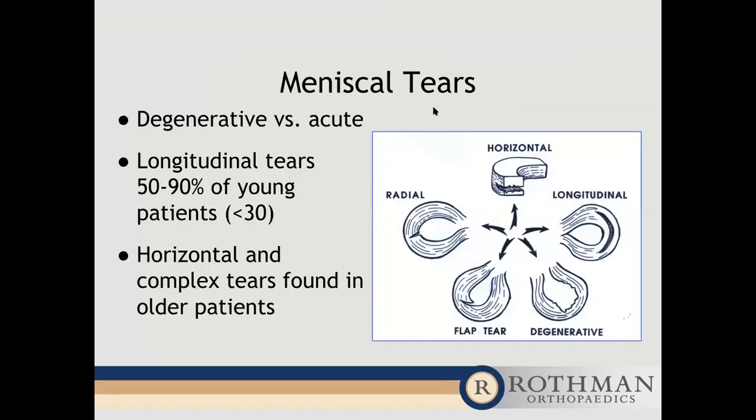So let's talk about meniscus tears. Most common injury that we take care of in sports medicine. There can be degenerative tears or acute tears. There's different patterns. There's radial tears, horizontal tears. These tend to be more degenerative, as well as the flap tear. These longitudinal tears are much more common in the younger population. Those oftentimes can be repaired. So complex tears, which means tears in multiple different patterns, are found in older patients, and longitudinal tears are found in younger patients, which means under the age of 30.